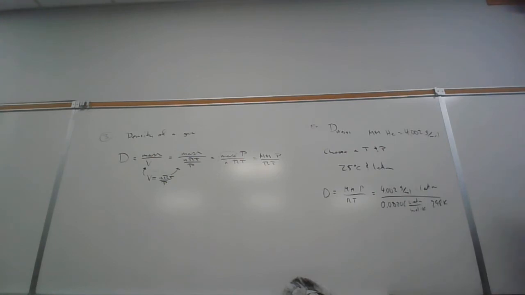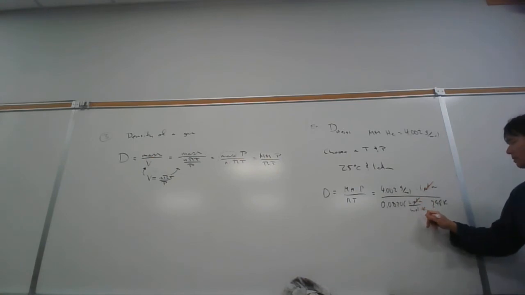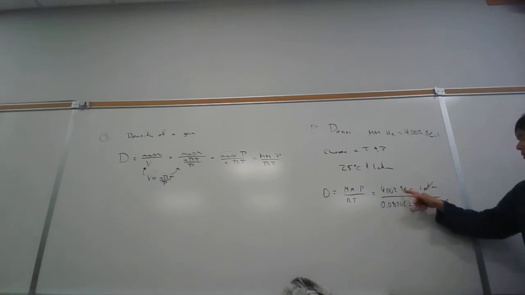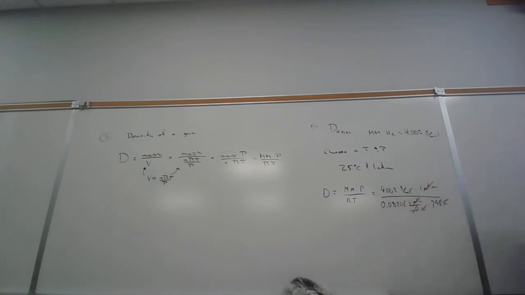One way to check if I got the right equation is just make sure the units cancel. So atmospheres cancel, moles cancel, Kelvin cancels, and that leaves me grams per liter. The gases' densities are expressed in grams per liter rather than grams per milliliter because they're 1,000 times less dense. So we don't have to deal with small numbers.